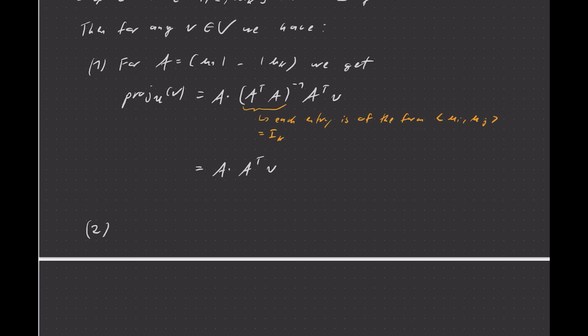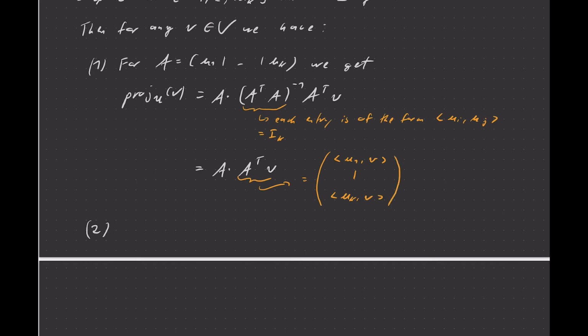Part 2, we can also express this a little differently, in a way that is probably easier for most computational purposes. If we look at this A transposed V, remember the rows of A transposed are the vectors U1 to UK. So this A transposed V actually consists of the scalar products of the U's and V. The first row is the scalar product of u1 and v, and so on. The last row is the scalar product of uk and v.